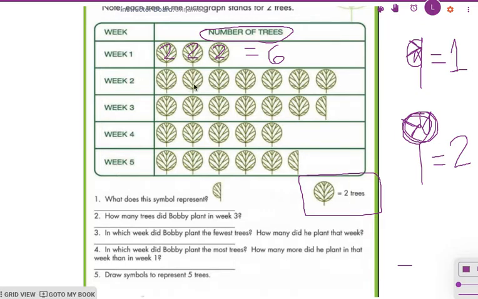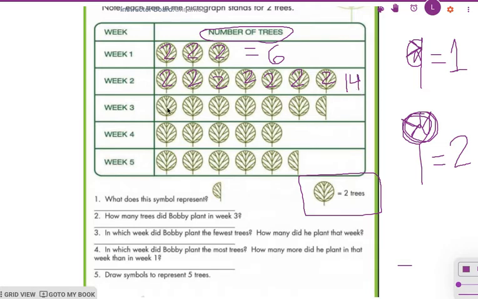Look at week 2. Ooh, this one looks like it had the most trees. Remember, they're each 2, so we're going to count by 2s. 2, 4, 6, 8, 10, 12, 14. So on week 2, 14 trees were planted.